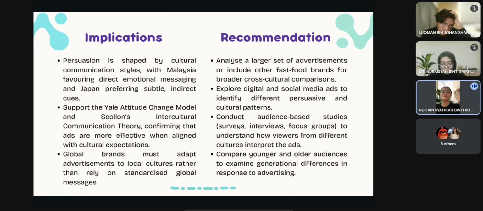And the third one is conducting audience-based studies such as surveys, interviews, or focus groups, which would help understand how viewers from different cultures interpret the ads. So finally, comparing responses from younger and older audiences could shed light on generational differences in advertising effectiveness. Okay, next.